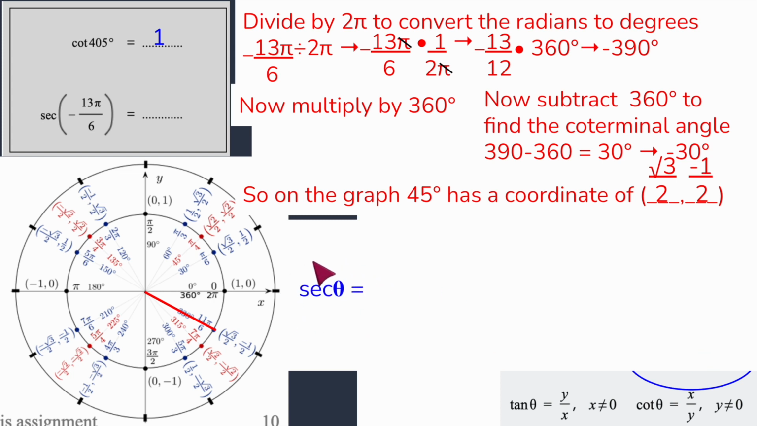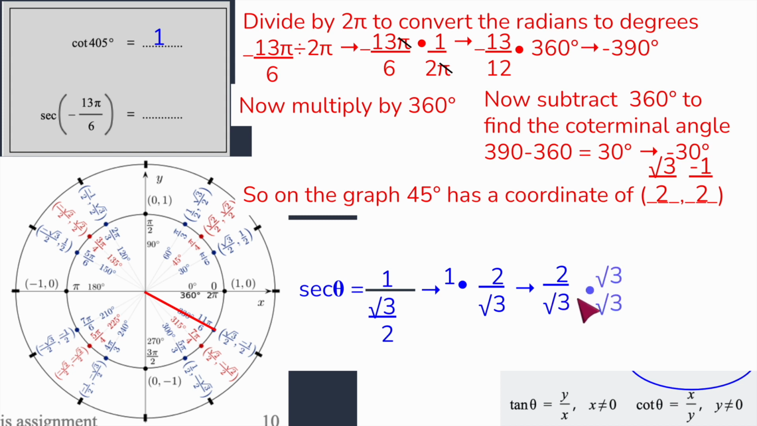So we're going to look at secant, because that's what it's asking us to do. And secant is 1 over our x coordinate. Okay, so 1 over our x coordinate, which really means we're going to multiply by our reciprocal. So we end up with 2 over root 3. I can't leave it that way. I have to rationalize it. So I'm going to multiply by root 3 and root 3. And I get 2 root 3 over 3.